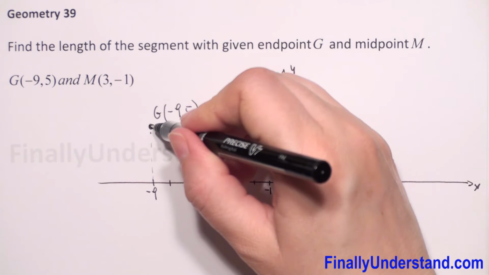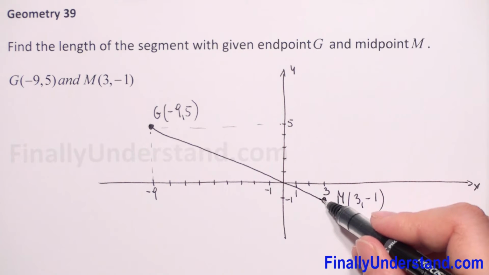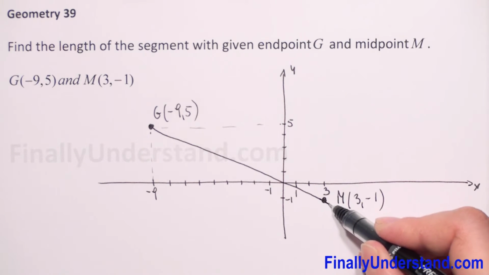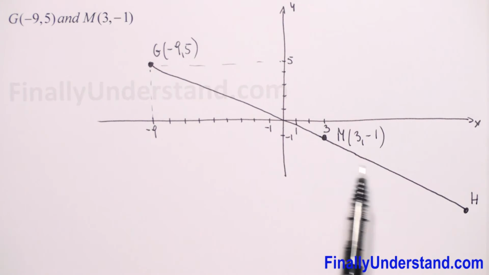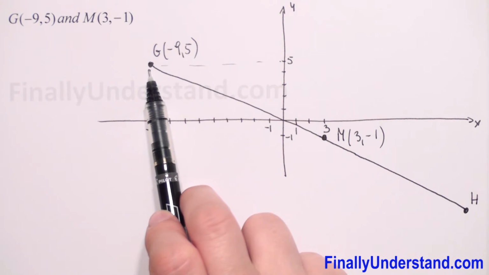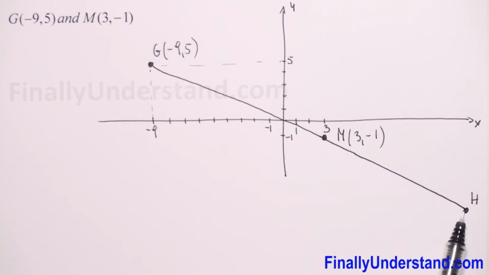We can connect these 2 points. Because M is the midpoint of the segment, it means that this point divides our segment, let's put our H point here, into 2 equal segments. Length of GM is equal to MH.